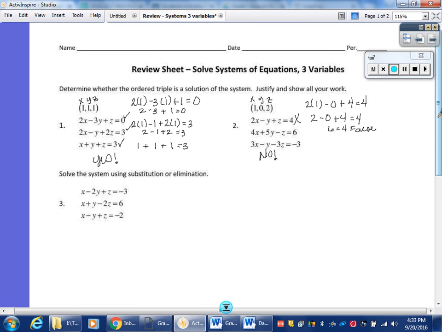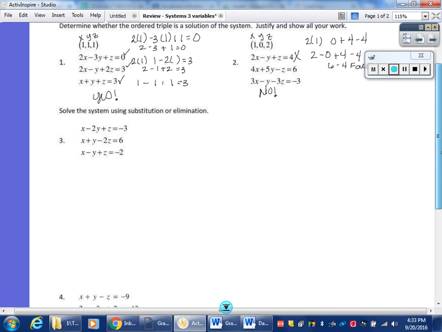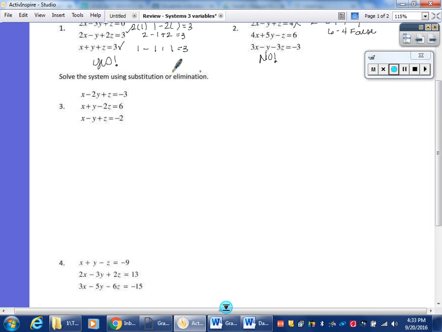All right, we're going to move on to number 3, where we're going to solve this system. Now I'm going to solve these systems using elimination. So I'm going to pick two equations and eliminate one of the variables. I'm going to start with the second two equations, and I'm going to eliminate y.